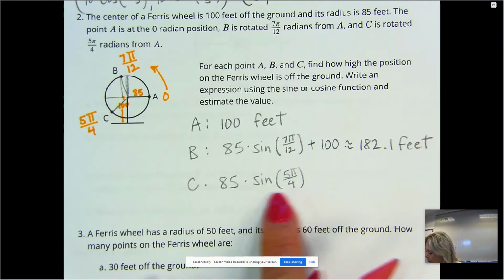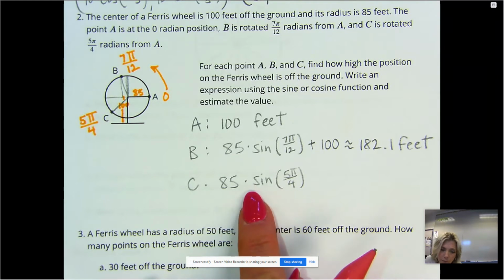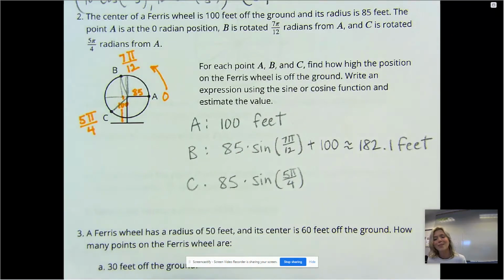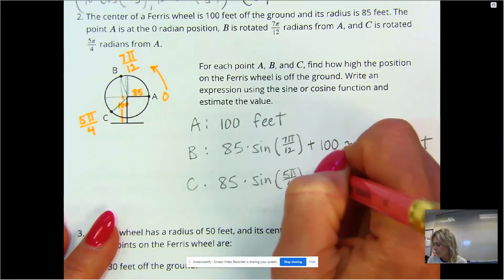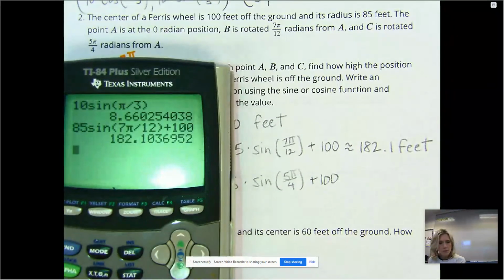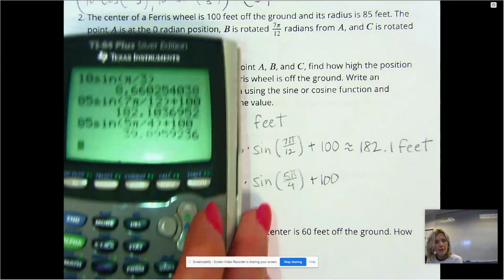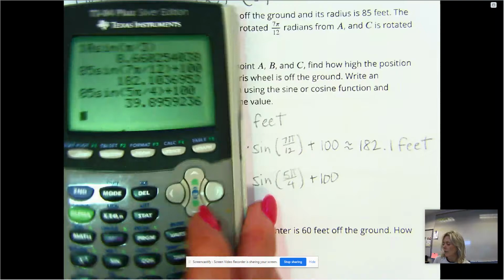The sine of 5 pi over 4 is a negative number. When we multiply it by 85, we'll still have a negative number. But then once we add it to the 100, we'll get a positive number because obviously the Ferris wheel is not going to be underground. So we'll add on 100. Okay. So 85 times the sine of 5 pi over 4, and then plus 100. 39.895, so about 39.9 feet.